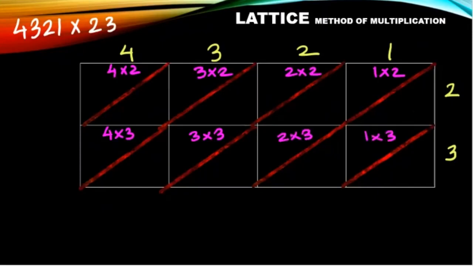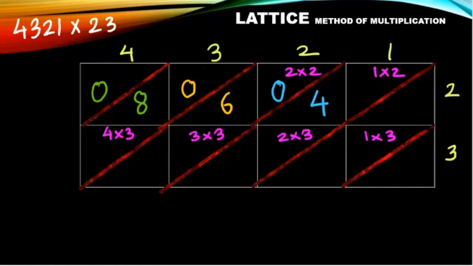So we will consider here the first rectangle, that is 4 into 2. 4 twos are 8, but we will write down 0, 8 in the diagonals and in the first rectangle. Let us consider the second one, 3 twos are 6, that is 0, 6. Then 2 twos are 4, 0, 4. 1 two is 2, that is 2, but we have to write down 0.